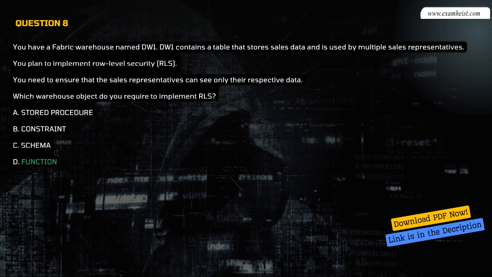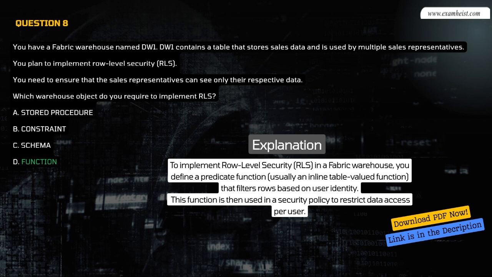Function. Explanation. To implement row-level security (RLS) in a Fabric warehouse, you define a predicate function, usually an inline table-valued function, that filters rows based on user identity. This function is then used in a security policy to restrict data access per user.